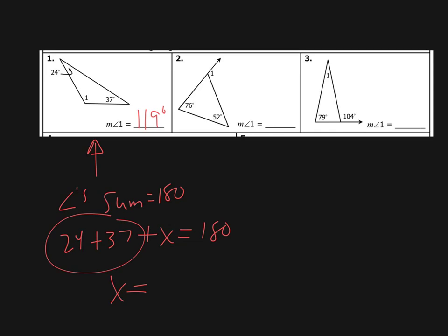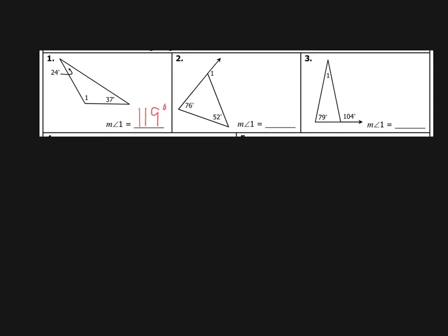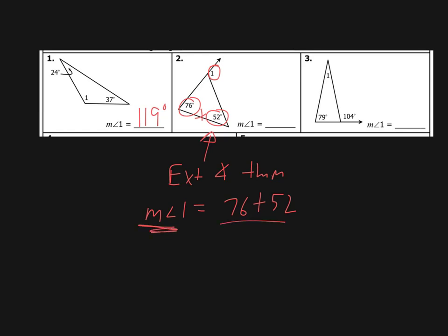Okay, moving on. Our next question looks like it involves the exterior angle theorem, mainly because I see this exterior angle out here, and I see two interior angles. So if I'm looking for the measure of angle 1, that's going to be the sum of the two non-adjacent interior angles. Simple enough, just set my exterior angle equal to the sum of the two non-adjacent interior angles, which should add up to be 128 degrees.